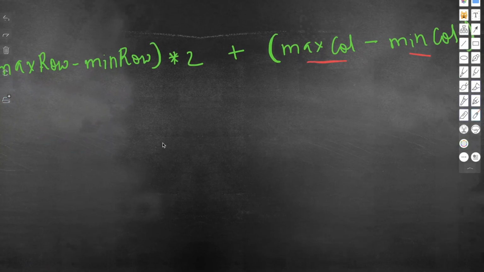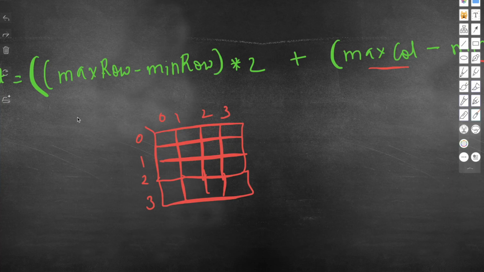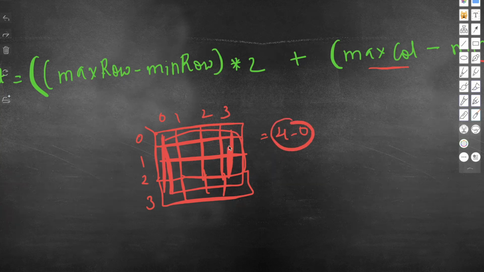So what have I told here? Let's suppose this is our matrix. What is the min row here? 0, right? If I want to know how many elements are there in the first shell, what is the formula? What is the min row here? It starts from here, so min row is 0. What is the max row? That is 4. So 4 minus 0 is going to be 4. So 4 into how many sides are there? Two sides, right? This also and this also. So 4 into 2 is going to be 8.